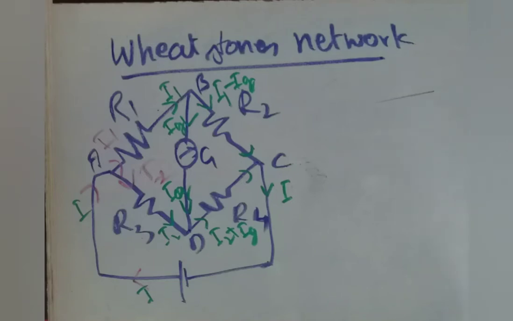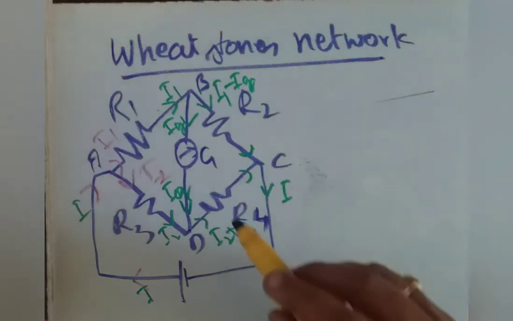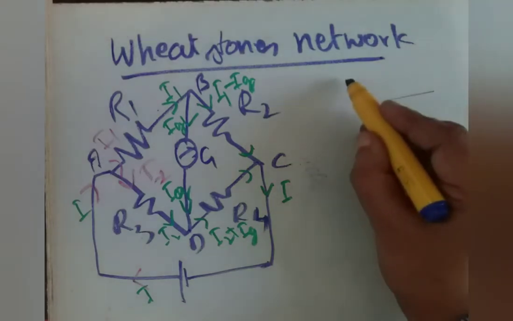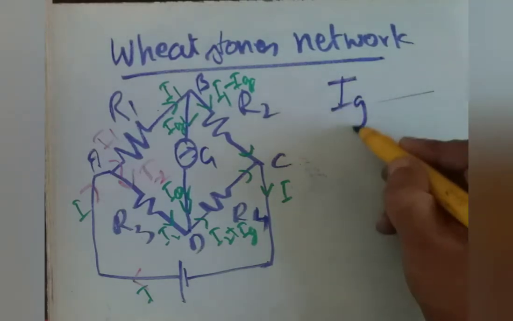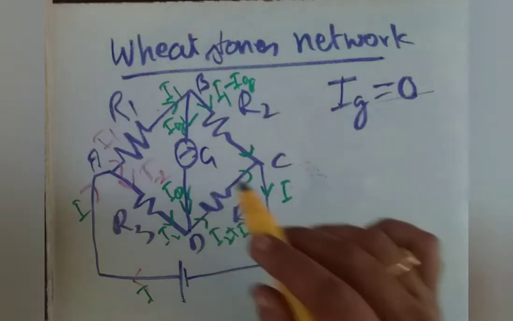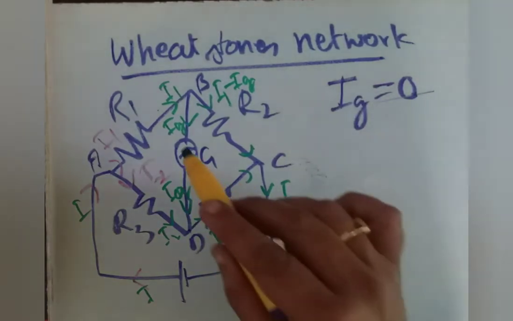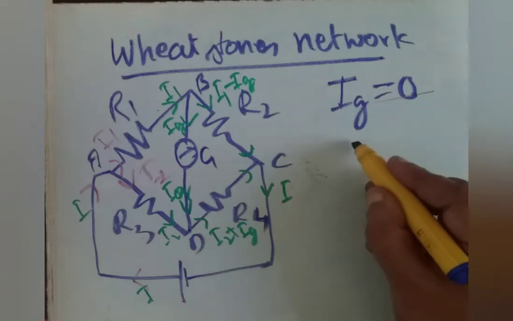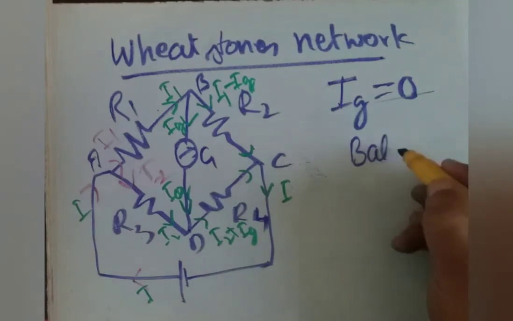Therefore, this helps us in one way to achieve our idea of getting the resistance value. How? If we go on changing the values of resistance, we may arrive at a condition when the galvanometer current Ig is 0. That means no current passes through the galvanometer. If you suitably set R1, R2, R3, R4 values, no current passes through the galvanometer. Then we say the Wheatstone's network is balanced.